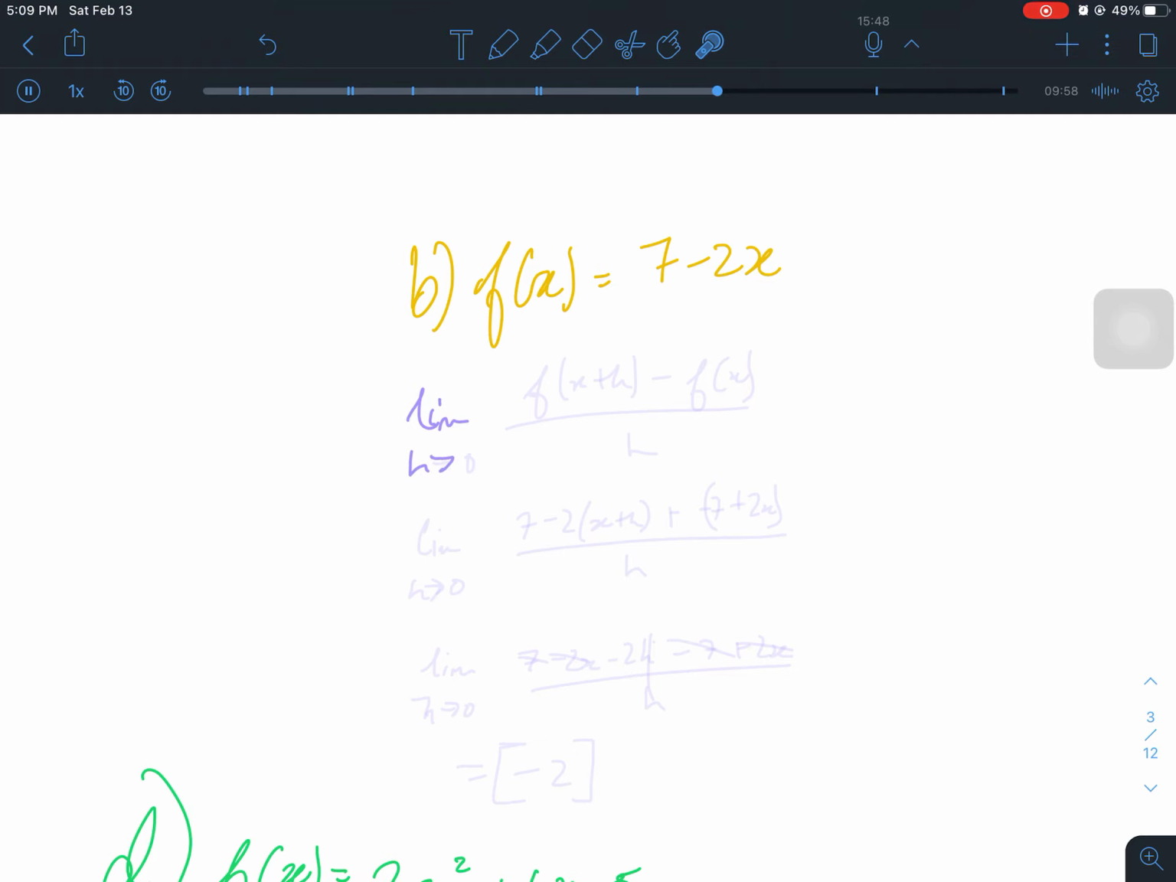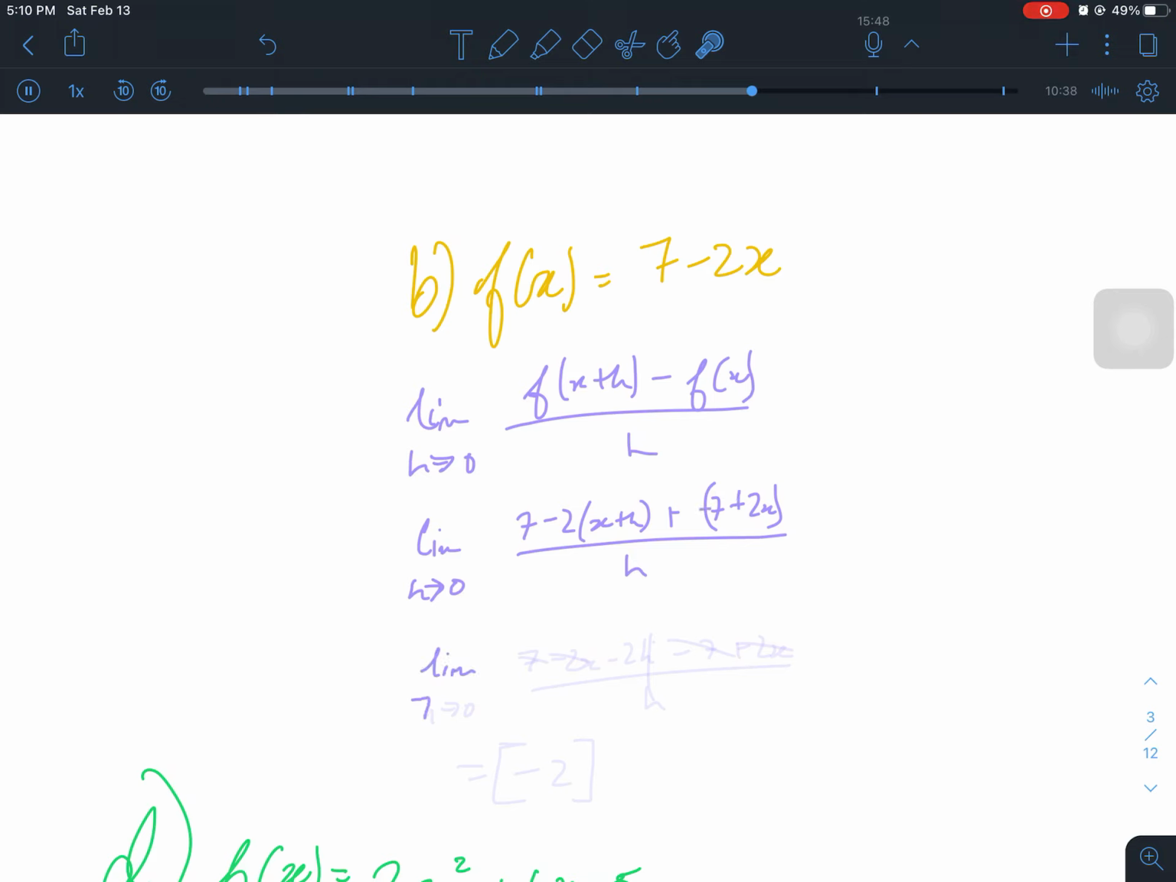Our equation, h approaches 0, f of x over h. Of 7 minus 2 times x plus h minus 7 minus 2x, and then the whole thing in parentheses over h. Now let's distribute the negative, right? That'd be negative 7 and then positive 2x.